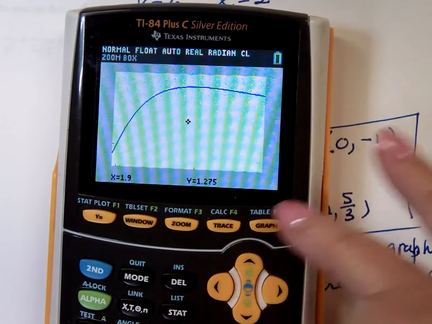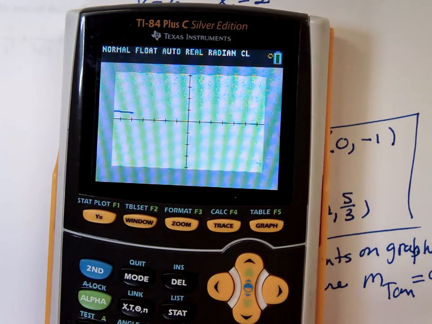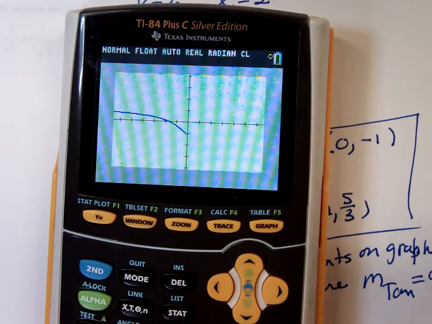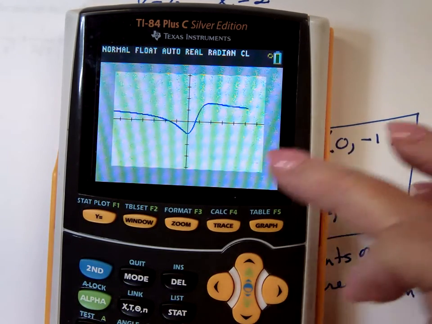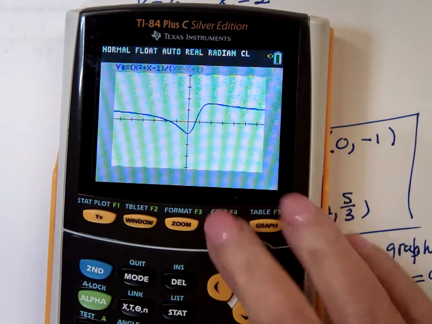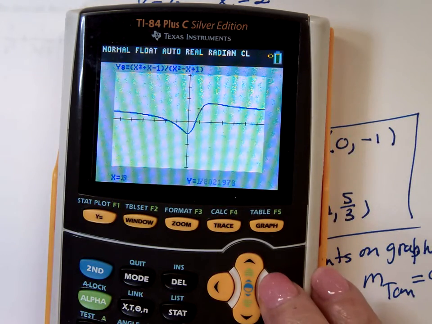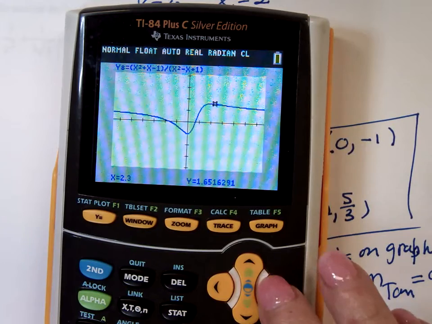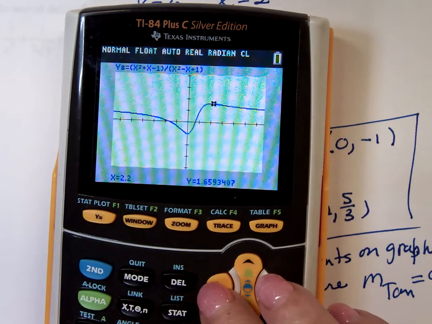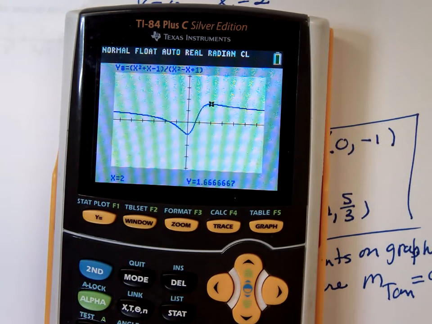And that's why, by the way, let me do a zoom decimal again. And we said it occurred at where? 2? So if I hit trace, should be 2, 5/3, which would be what? 1 2/3? So if x equals 2, y is 1 2/3. There it is right there. There's a maximum there, but hard to see.